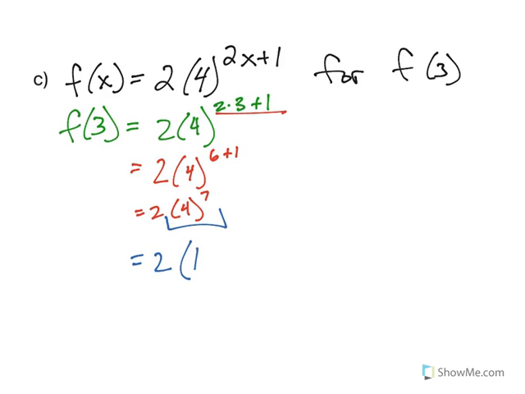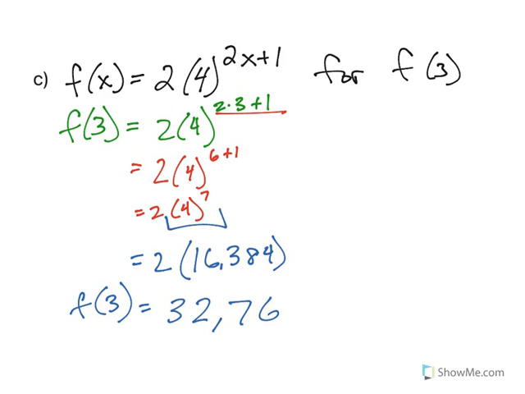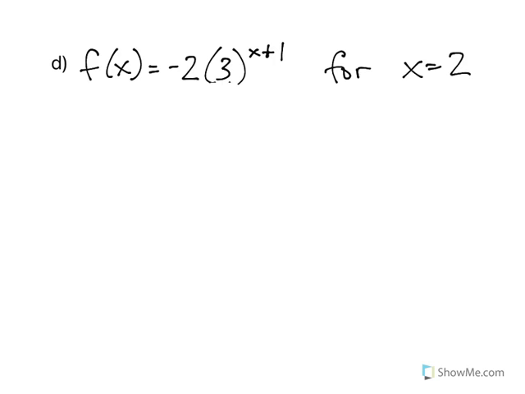I'm going to take 4 to the 7th as my next step, which is a rather large number. So I have 2 times 16,384. I hope you used a calculator for that because that got real big. And then we're going to multiply that by 2. So when my input is 3, f(3), I get an output of 32,768.